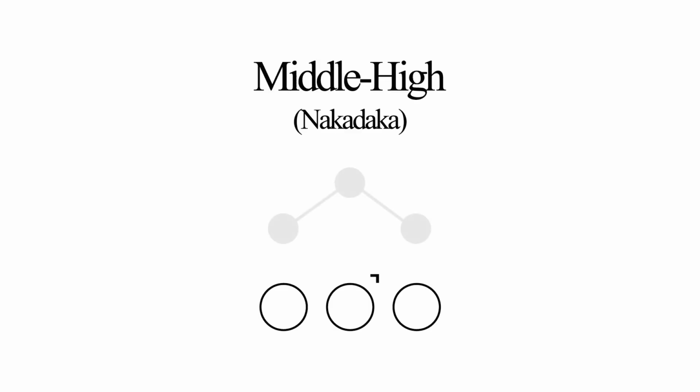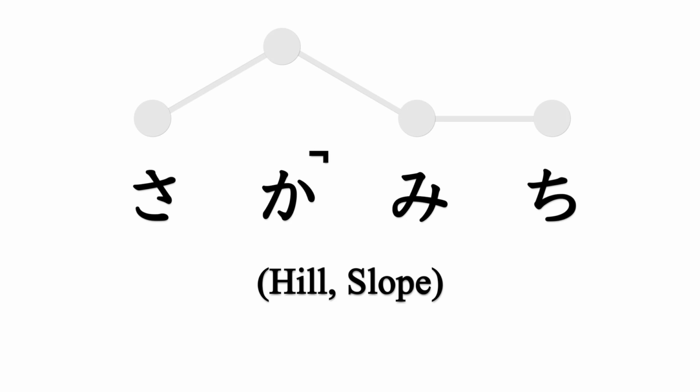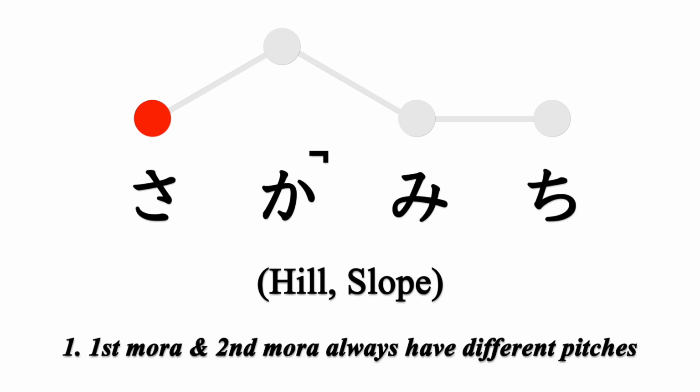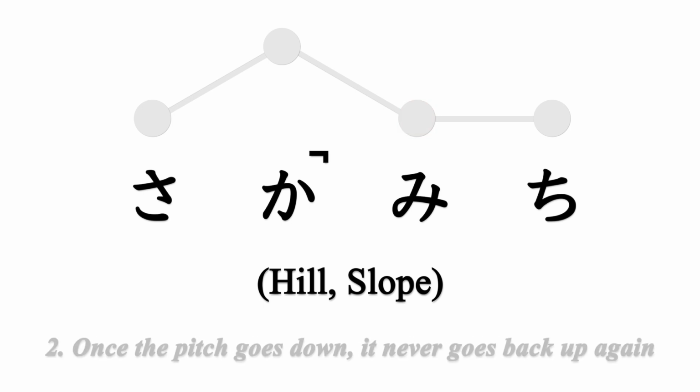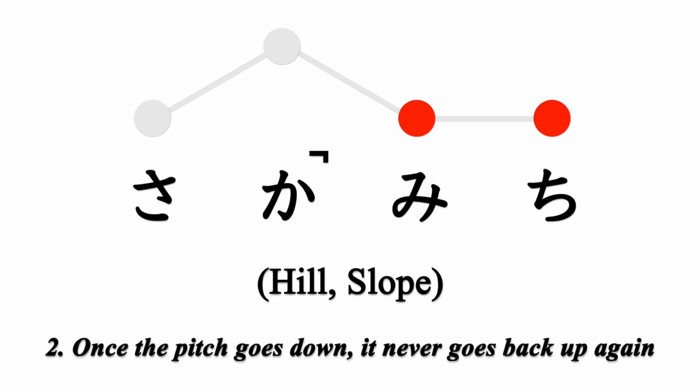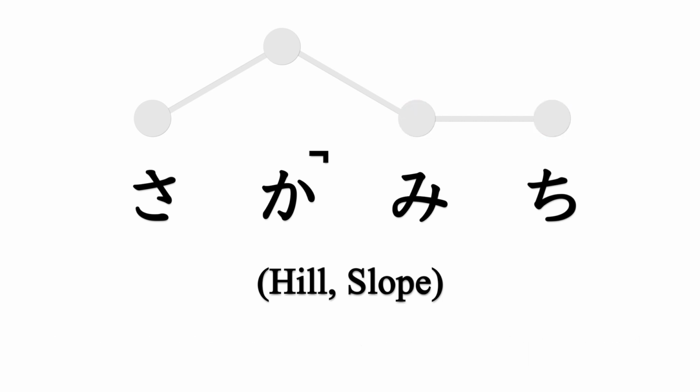The second one is the middle-high pattern. The first mora starts low in pitch. Following rule number 1, the pitch goes up after the first mora. The pitch stays high till the accented mora and it goes down. Following rule number 2, the rest of the moras stay low in pitch. For example, sakamichi. The pattern for this word is middle-high.